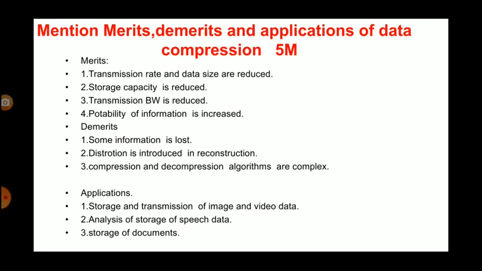Next point, that is demerits. First one, some information is lost. Second one, distortion is introduced in the reconstruction. Compression and decompression algorithms are complex. Applications: storage and transmission of image and video data. Second one, analysis and storage of speech data. Third one, storage of documents.